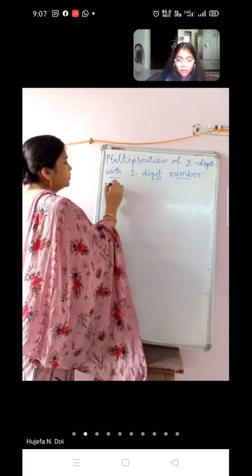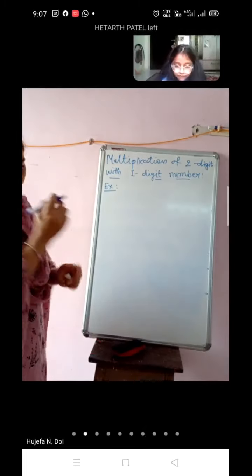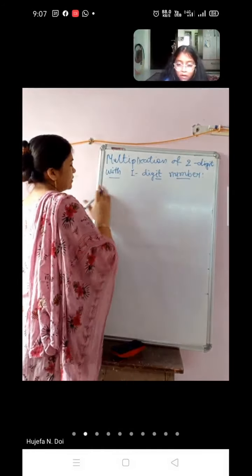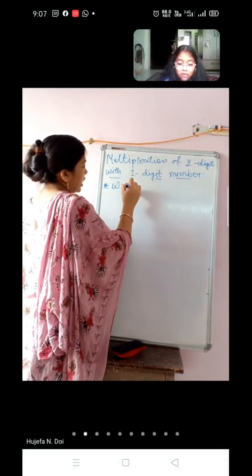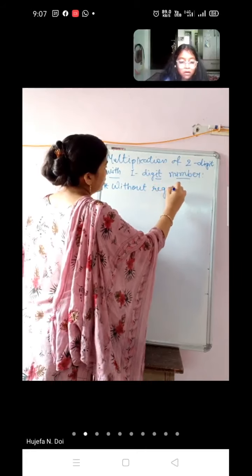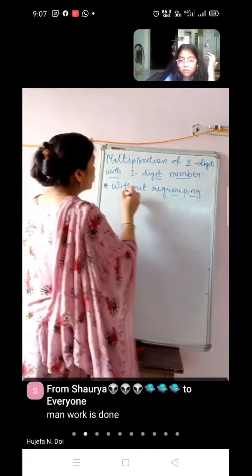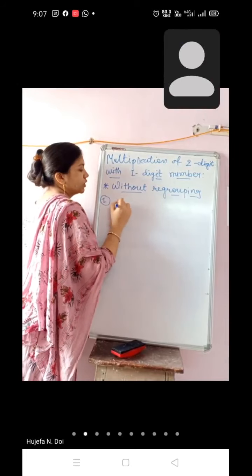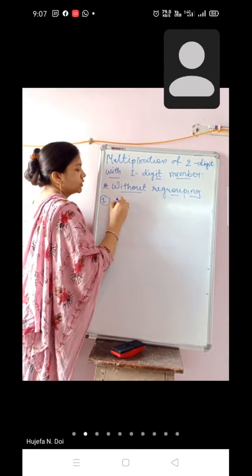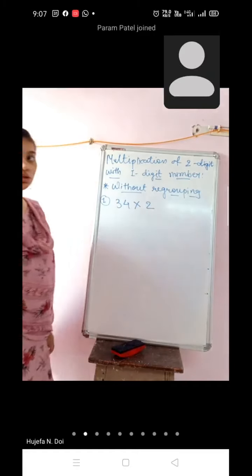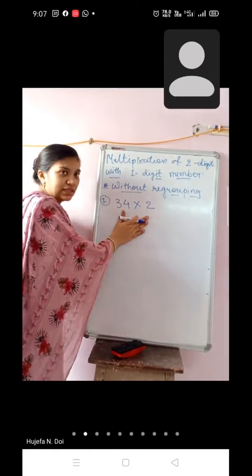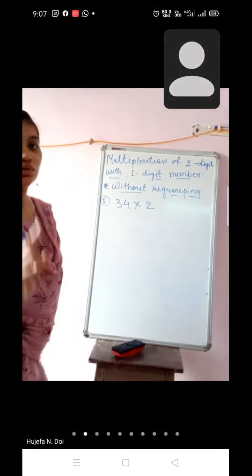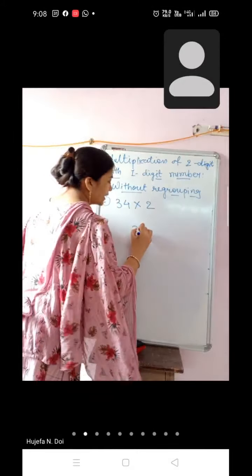For example, firstly we can see the example without regrouping, means no carry forward. Example 1, 34 multiply by 2. Firstly, as we are doing in the addition and subtraction, horizontal form is given to you, you have to arrange them in the vertical form by their place values.